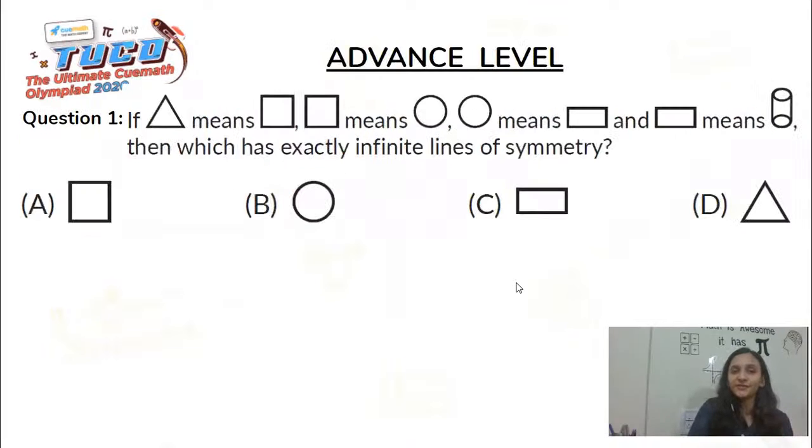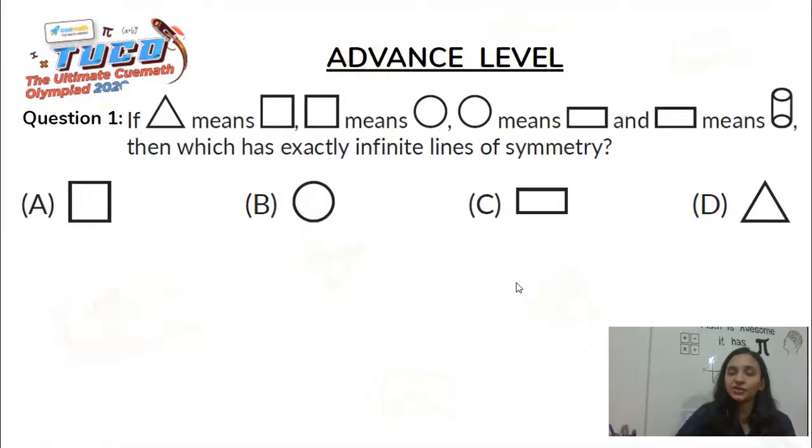Moving on. So here we come to a question which is an advanced level question, and again it's a type of substitution coding. But one more concept which is involved here is the concept of symmetry, lines of symmetry. So before we get into this question, I'll quickly tell you what line of symmetry means. If you had any shape, be it a two-dimensional shape or a three-dimensional shape, which is basically a plane shape or a solid shape.